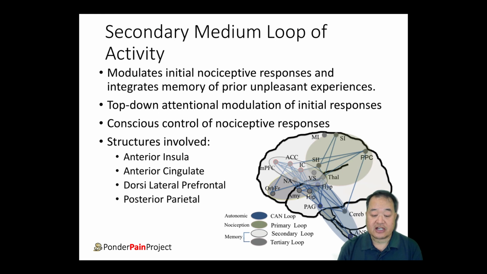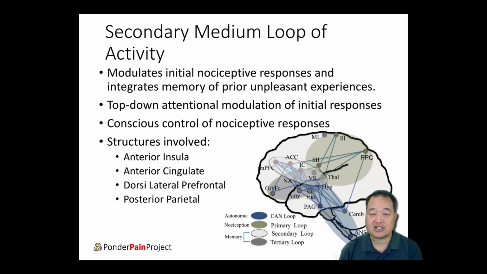Now we get to the secondary loop, which is the medium loop of activity. Remember, this is more coordinated with what was stated before, maybe more like the saliency network. So really the saliency network is the nociceptive network and the secondary loop of activity that we see here. And this is designated in white. So it modulates our initial nociceptive responses and integrates memory, prior unpleasant experiences.